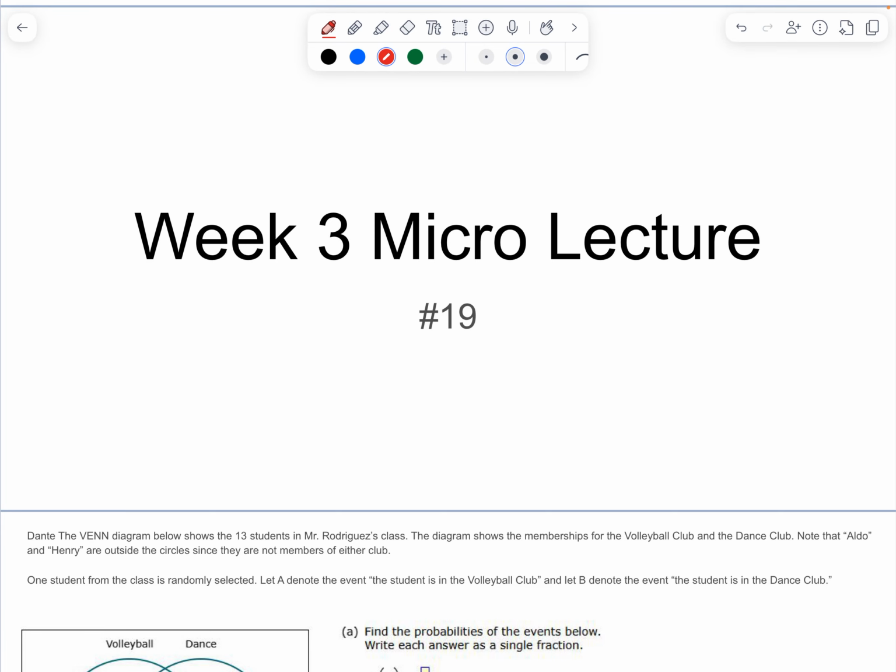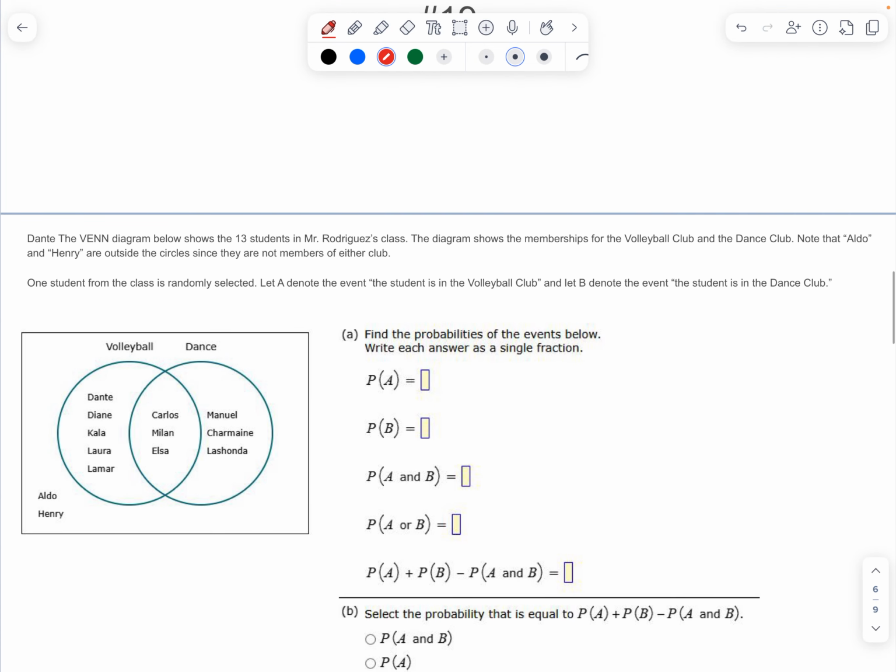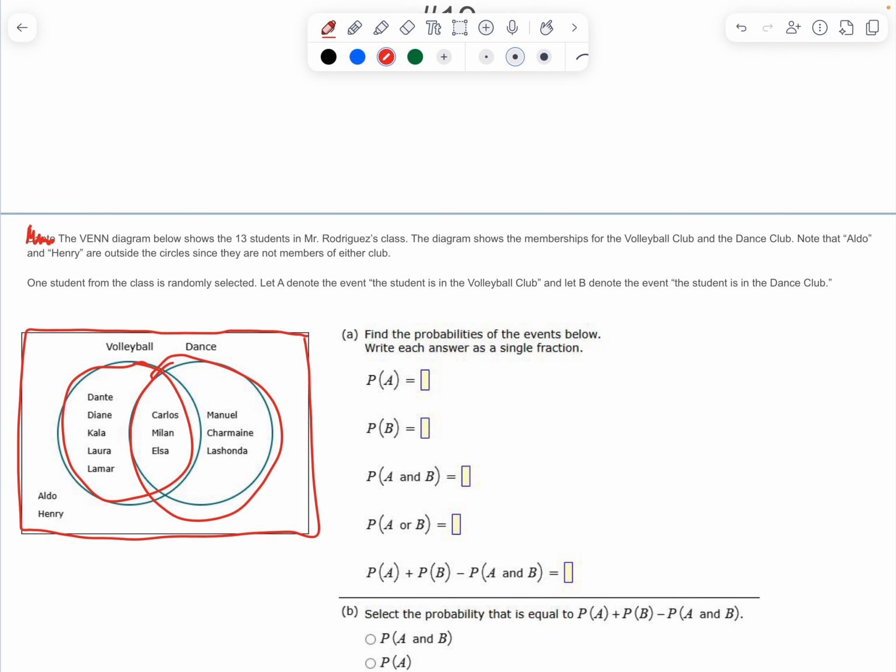All right, we're in week 3 and we're going to take a look at number 19. I guess I have an extra word in here, so we're going to get rid of that. We have a Venn diagram, and I see that we have what's called a double Venn diagram. You see 2 circles in here. It shows 13 students in Mr. Rodriguez's class. The diagram shows the memberships for the volleyball club and the dance club.